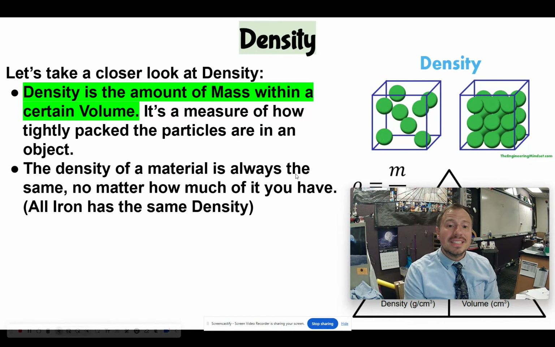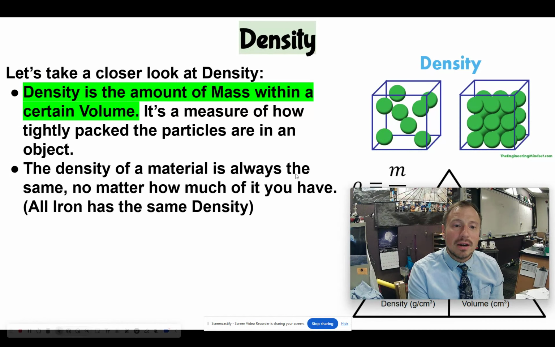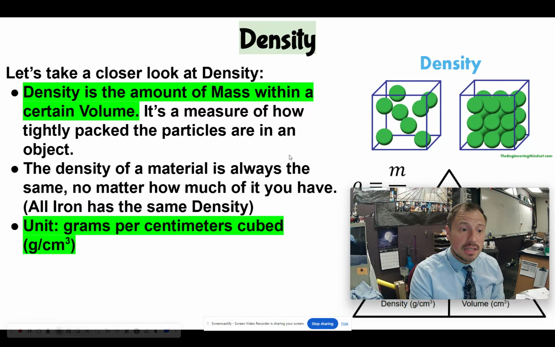Now, the density of a material is always the same, no matter how much of it you have. So all iron has the same density. That's the example that I use. So if you have an iron nail, well, that's going to have the same density, the same compactness of a horseshoe, or the I-beams that hold up skyscrapers. Because it's made out of iron, it's going to have that same density.